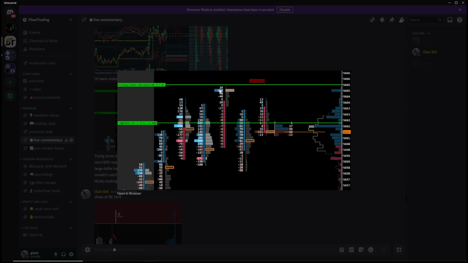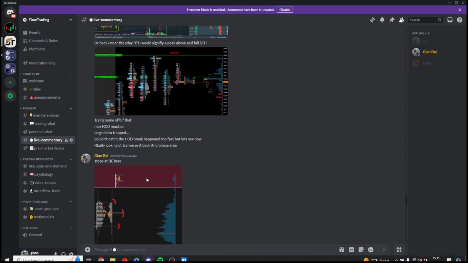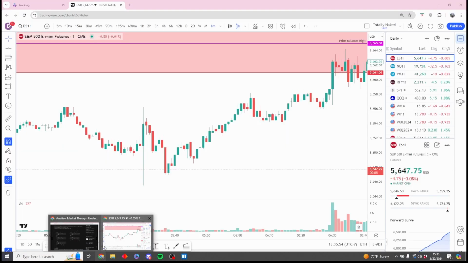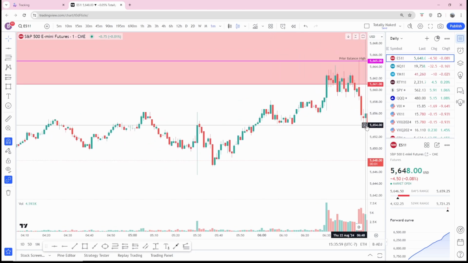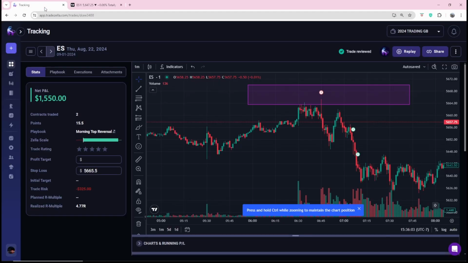We broke above high of day. You can see this 266 positive delta. It happened really fast. Ideally, I would have wanted to catch the high of day break, but I waited for a pullback entry, got in off of that small risk, and that is a textbook morning top, which is one of my best playbooks.